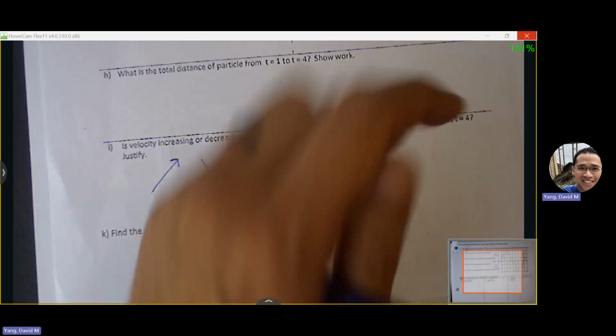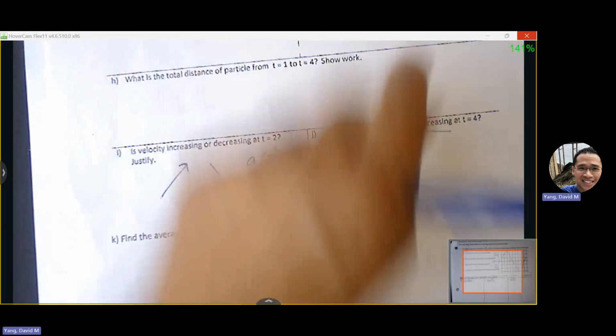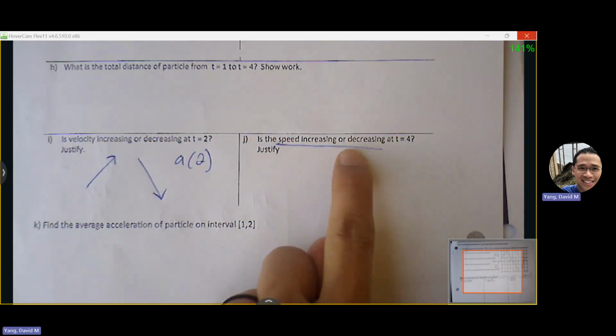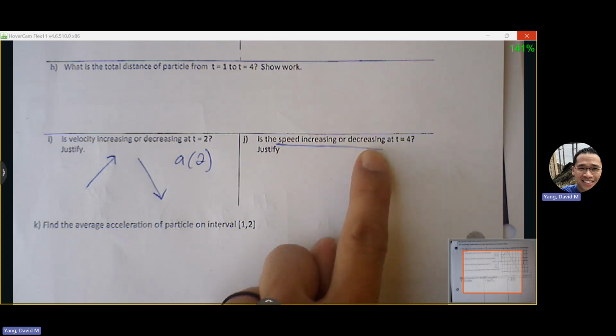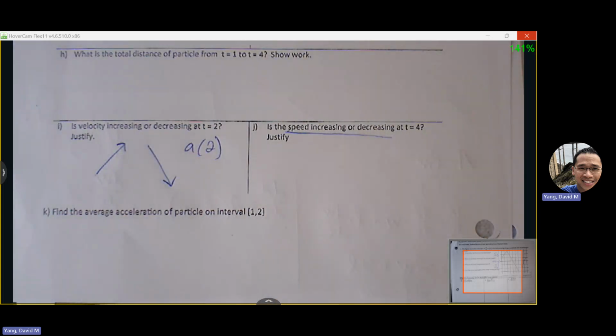But for J, is speed increasing or decreasing? What do we need to do there? Yeah, compare velocity and acceleration. If one is positive and the other is negative, speed is decreasing. But if they're both the same sign, both positive or both negative, then speed is increasing.